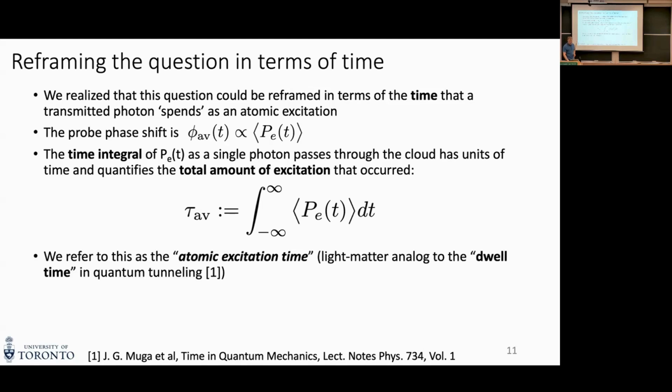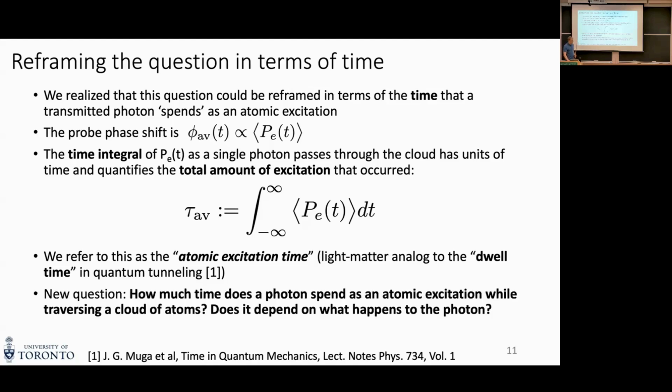So we call this the atomic excitation time. And this turns out to be very closely analogous to something called the dwell time in quantum tunneling, which is actually another thing that's measured in our lab. Right, and so now we have this new kind of question of how much time does a photon spend as an atomic excitation while it's passing through a cloud of atoms? And in particular, does it depend on what happens to that photon?